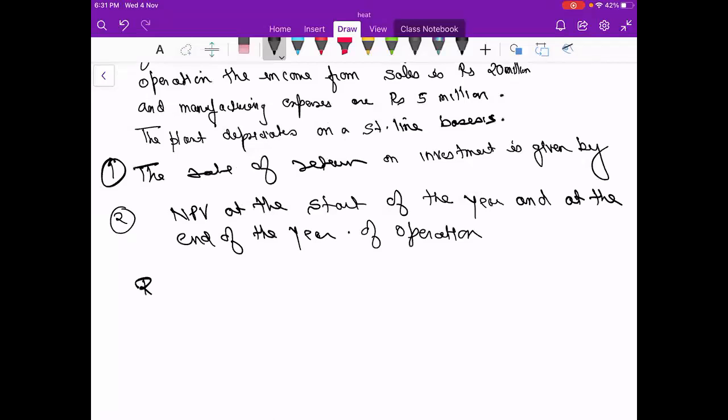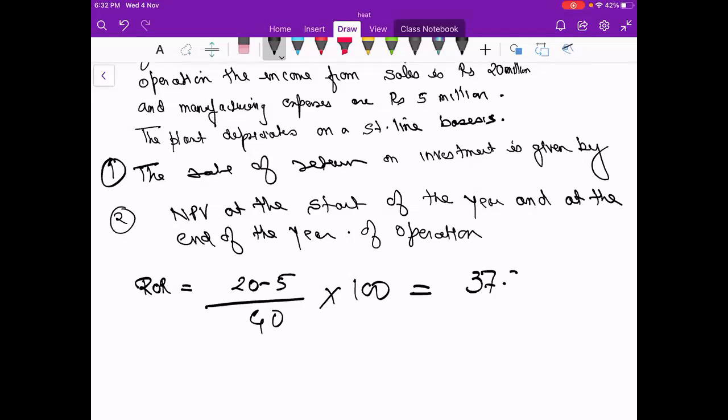So see, ROR will be very simple. It will be 20 minus 5 upon 40 into 100. So how much is it coming? I think it is 37.5%. Until and unless it is mentioned in the question that you have to calculate the profit after tax, you don't have to deduct the tax money. By default, ROR means the profit which is before tax.